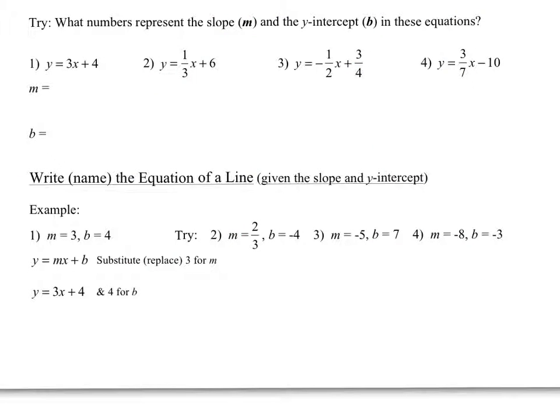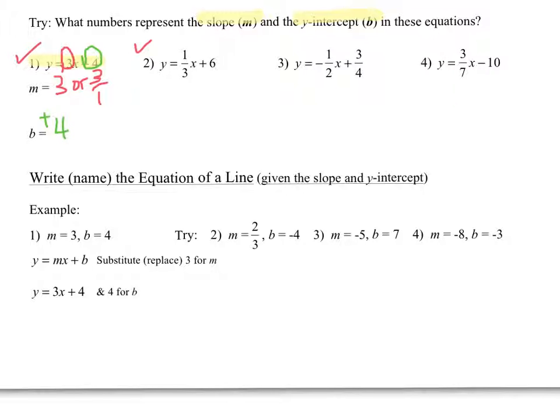Our first task is to try to find out what numbers represent the slope, which is m, and the y-intercept, b, in these equations. In our first example, y equals 3x plus 4. The m, or slope, is represented by a 3, which could also be called 3/1. The y-intercept will be a 4 in this case, or a plus 4. I would like you to try the rest, and then we'll check.